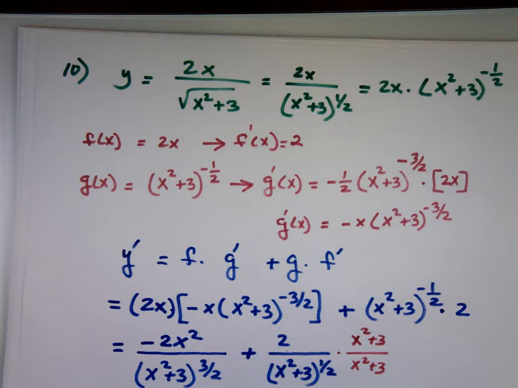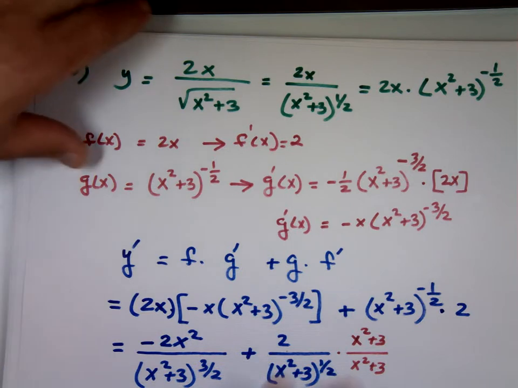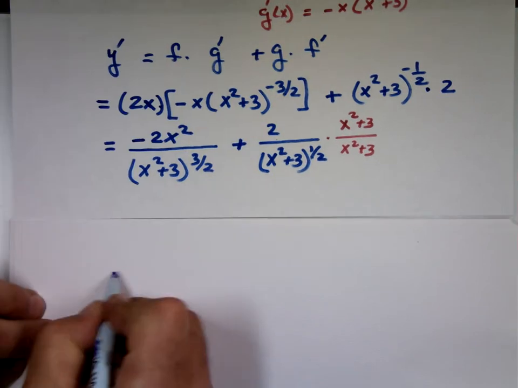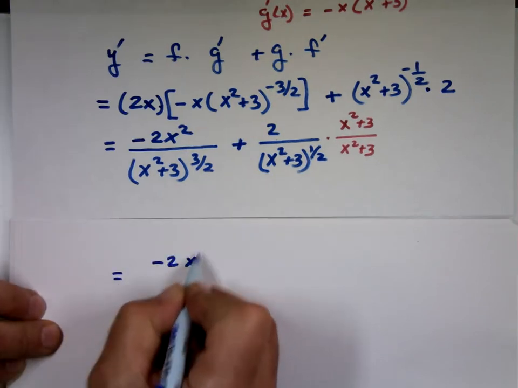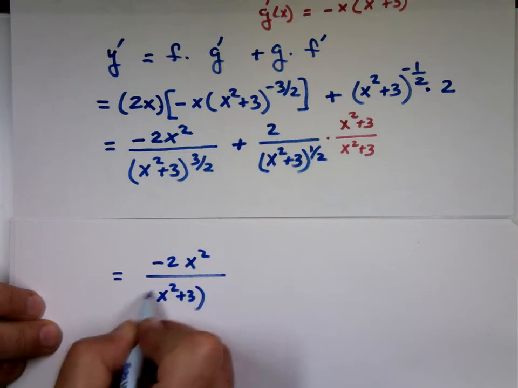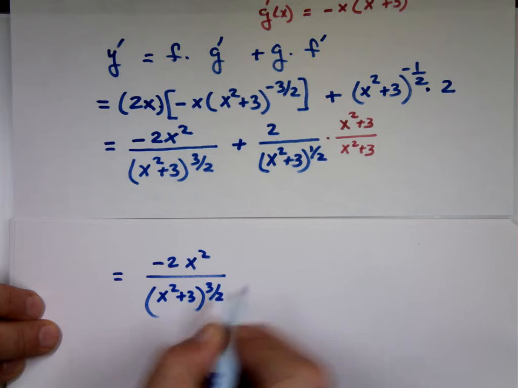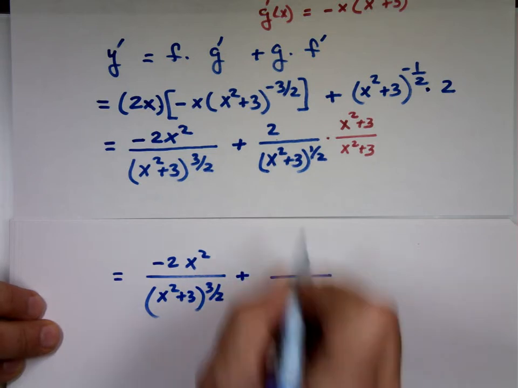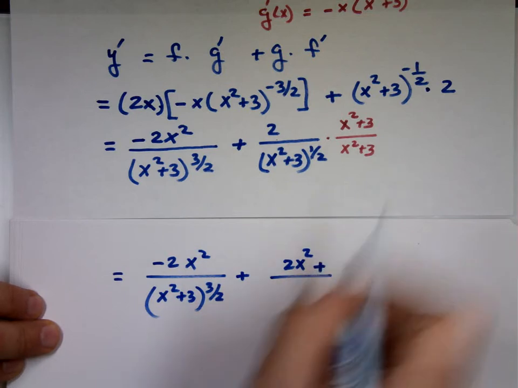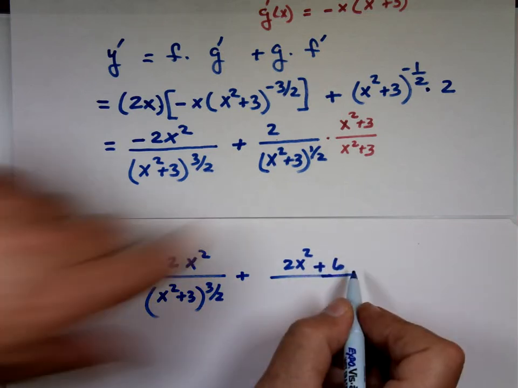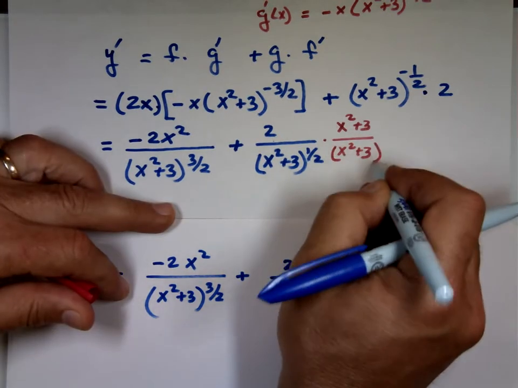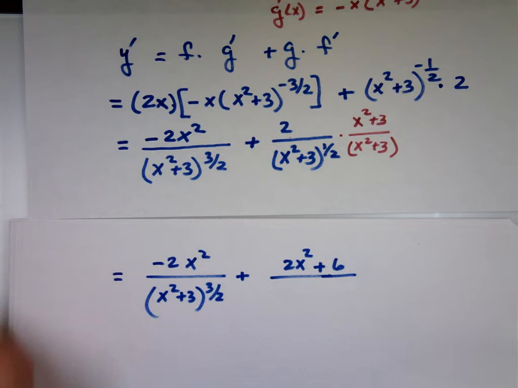You're multiplying by 1. So if you multiply by x squared plus 3, you will have negative 2x squared. This will be 2 times x squared, 2x squared plus 2 times 3, which is what, 6? Now remember, the power here is 1. When you multiply, you add the exponents. What is 1 plus a half? Isn't that 3 halves?